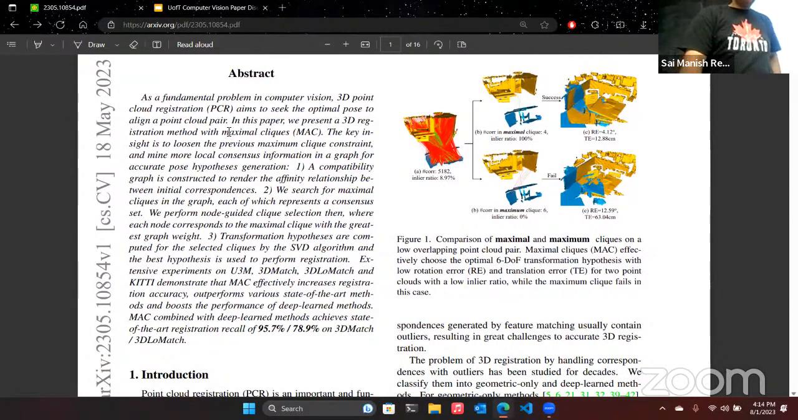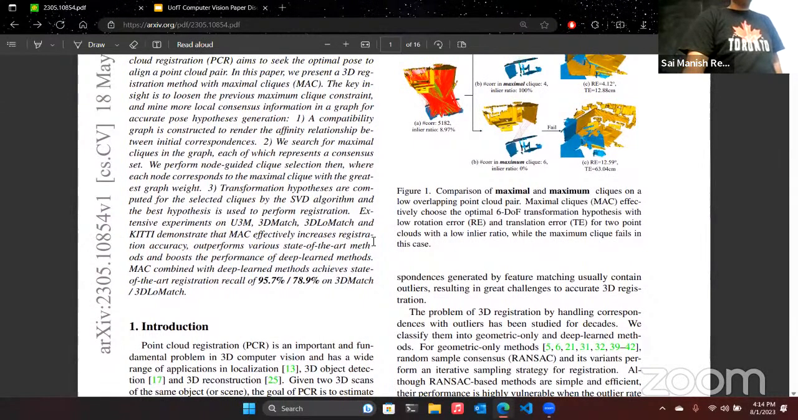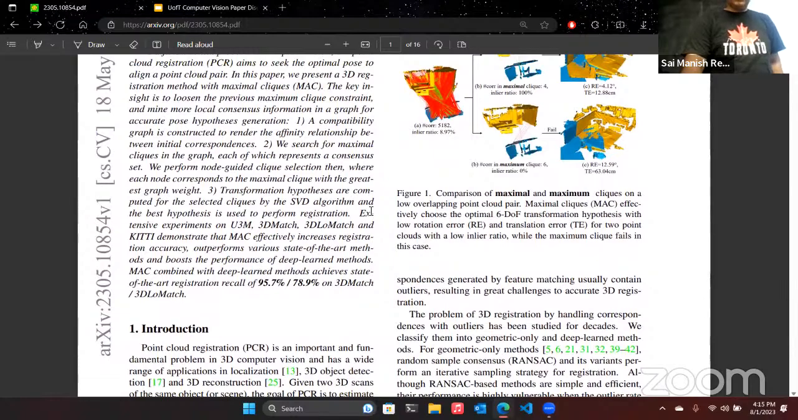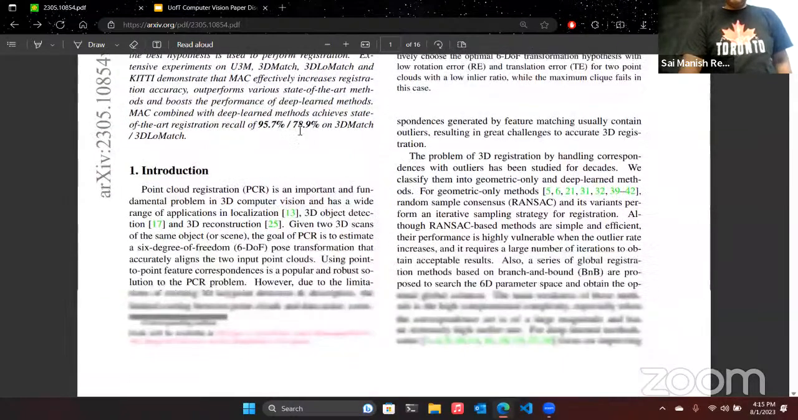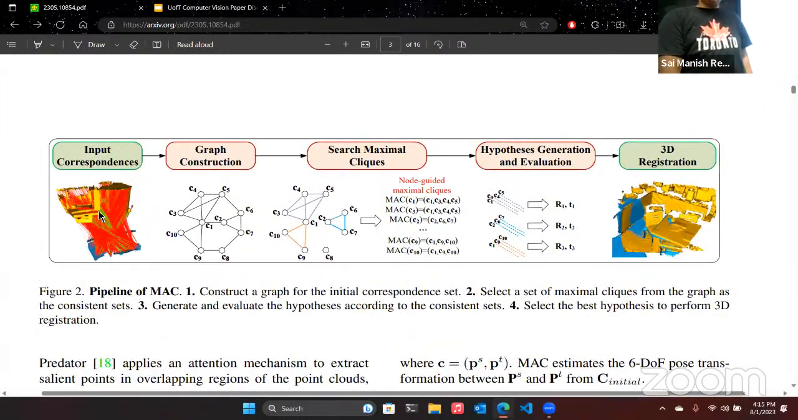So actually, there's a difference between maximal cliques and maximum cliques. I'll go over that in a bit. The first thing that they do is generate a compatibility graph. Let me go over to the figure. Let's say you have the input correspondences, and you take a particular point in the reconstruction and its corresponding point in the 3D scan, and you make them both into a single variable which you call C1, and that's the correspondence.